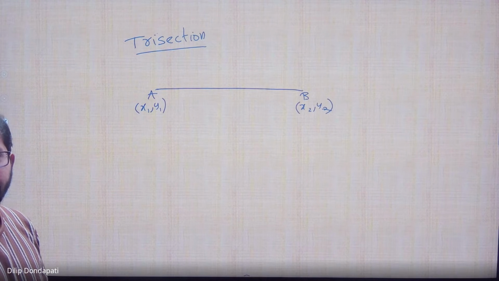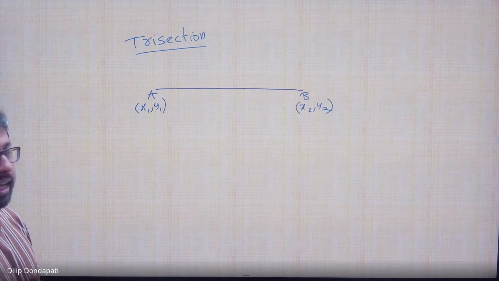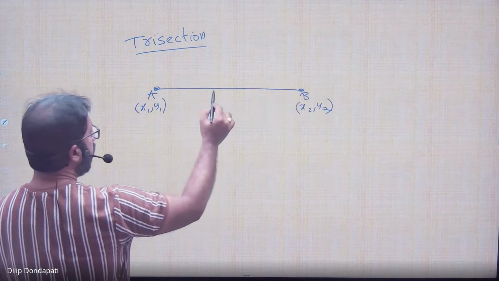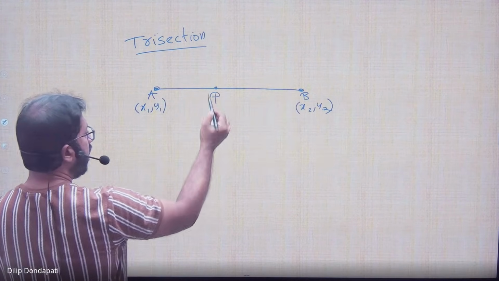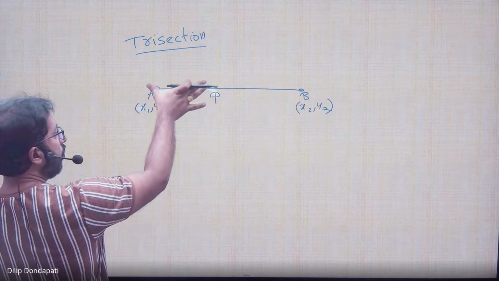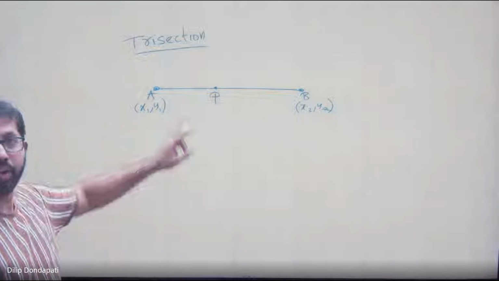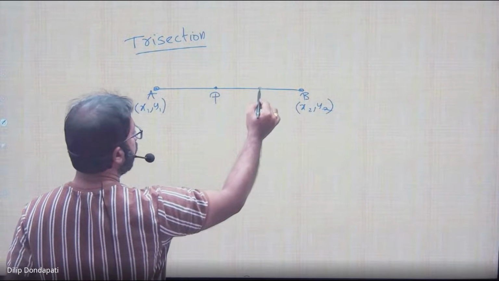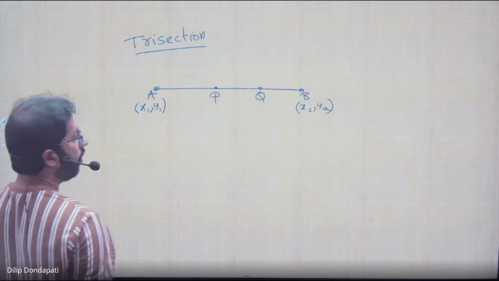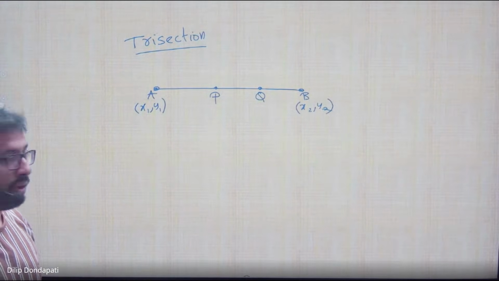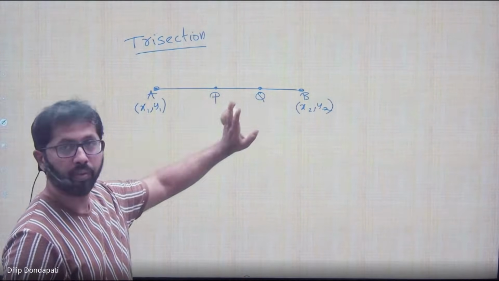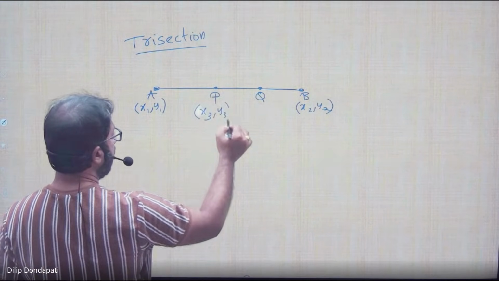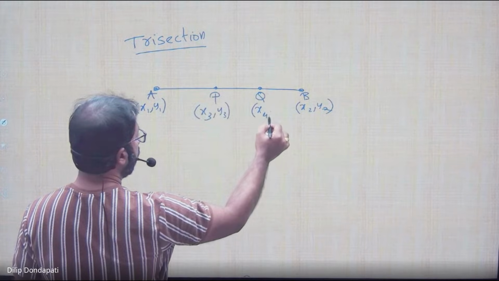Anybody? A is 1 point, B is 1 point. If I put 1 point C or P, how many parts is it dividing into? 1 and 2 only. But I want trisection, 3 equal parts. So what will I do? 2 points I will put, P and Q. Trisection means always remember we have to put 2 points between them. I can call these x3, y3 and x4, y4.